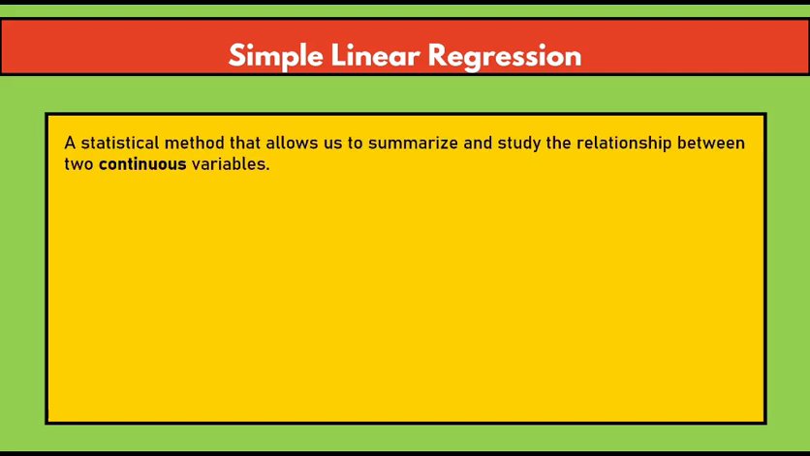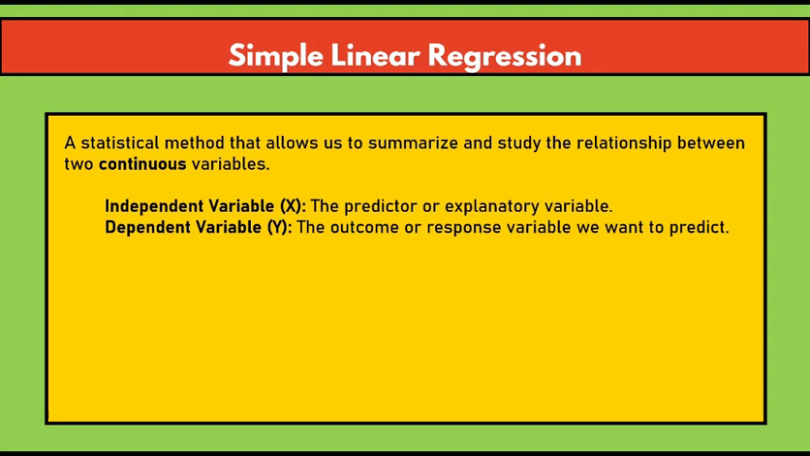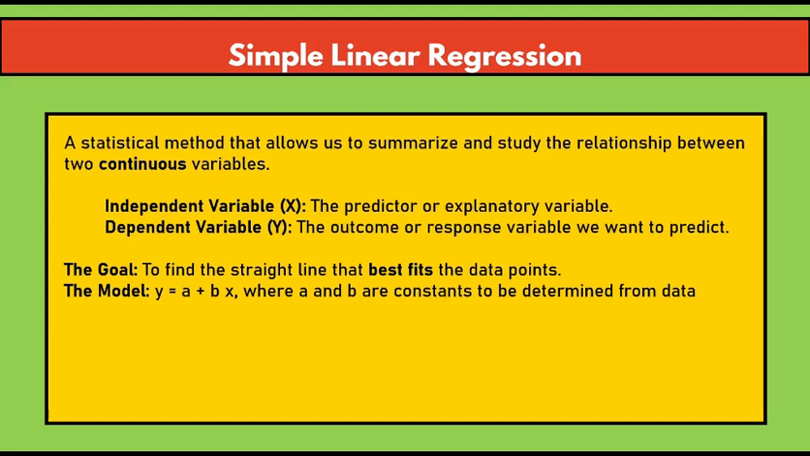Now let us learn about simple linear regression, a statistical method that allows us to summarize and study the relationship between two continuous variables. In a regression, we have an independent variable x, which is also called the predictor or the explanatory variable, and we have a dependent variable y, which is called the outcome variable or the response variable. And what do we want to do? We want to predict the value of y for a given value of x, or we want to find out what the change in y is if there is a unit increase in x.